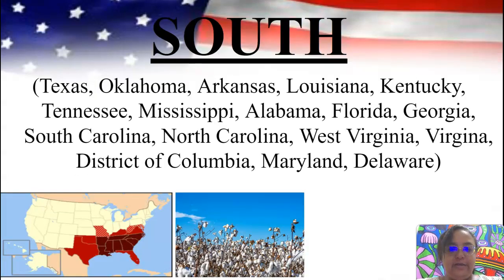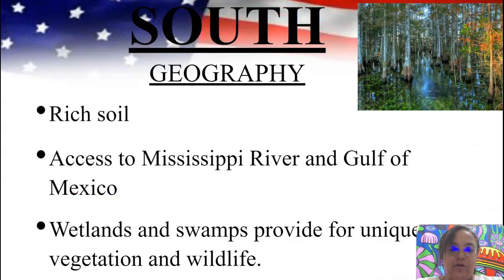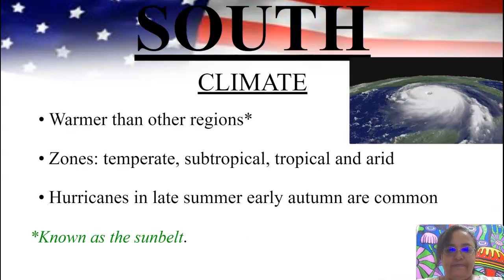South: Texas, Oklahoma, Arkansas, Louisiana, Kentucky, Tennessee, Mississippi, Alabama, Florida, Georgia, South Carolina, North Carolina, West Virginia, District of Columbia, Maryland, and Delaware. South geography: they have rich soil. They have access to the Mississippi River and the Gulf of Mexico. Wetlands and swamps provided for unique vegetation and life. And I gave you a picture of the swamps in the South.